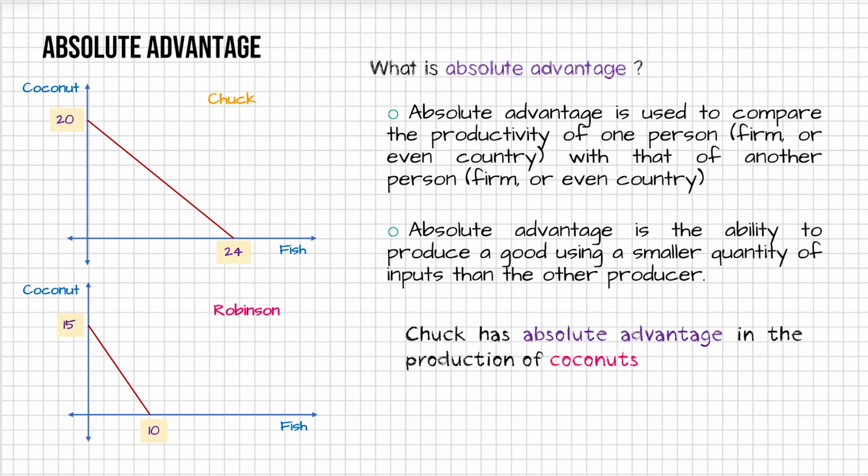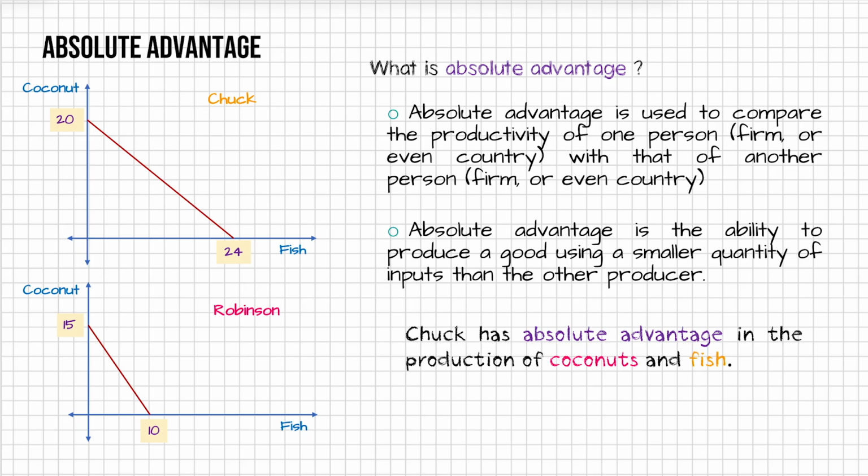Now, if they specialize in fish instead, Chuck can produce 24 fish, while Robinson can only produce 10. So Chuck also has absolute advantage in fish production. In other words, Chuck has absolute advantage in both coconut production and fish production.